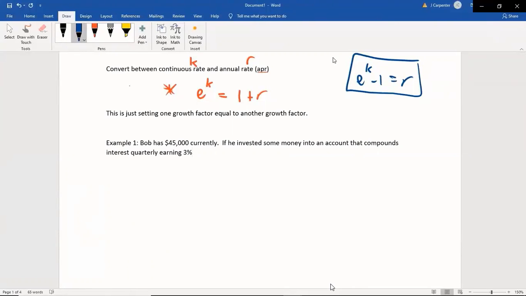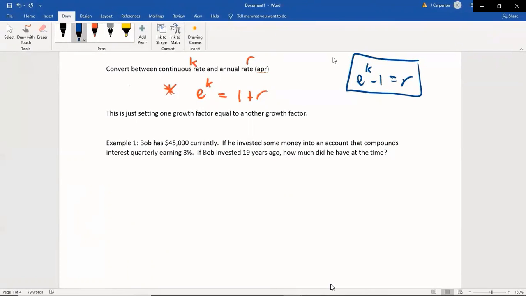All right. Bob's got 45 grand currently. He invested some money into an account that compounds interest quarterly, earning 3%. So it's 3% annually, but he's going to compound it quarterly, which means he gets interest every 3 months. There's 4 quarters in a year, 4 sets of 3 months, that is. All right. So if Bob invested 19 years ago, how much did he have at the time?